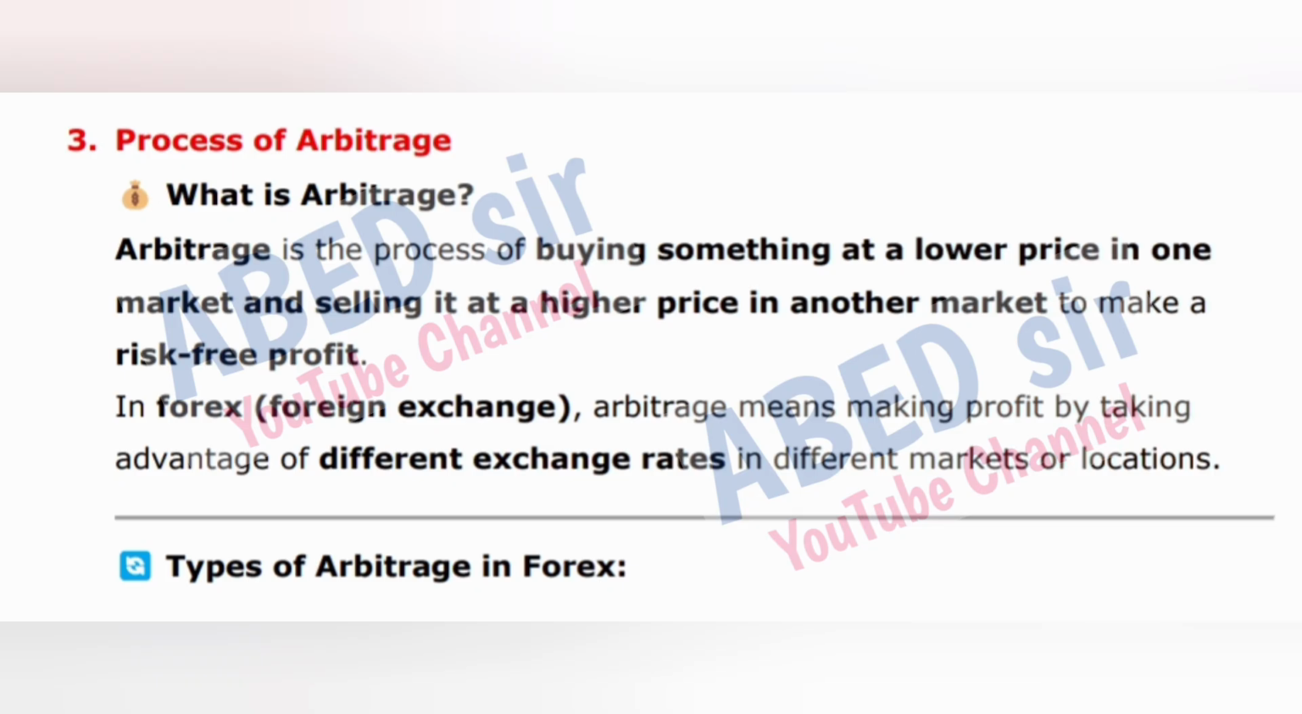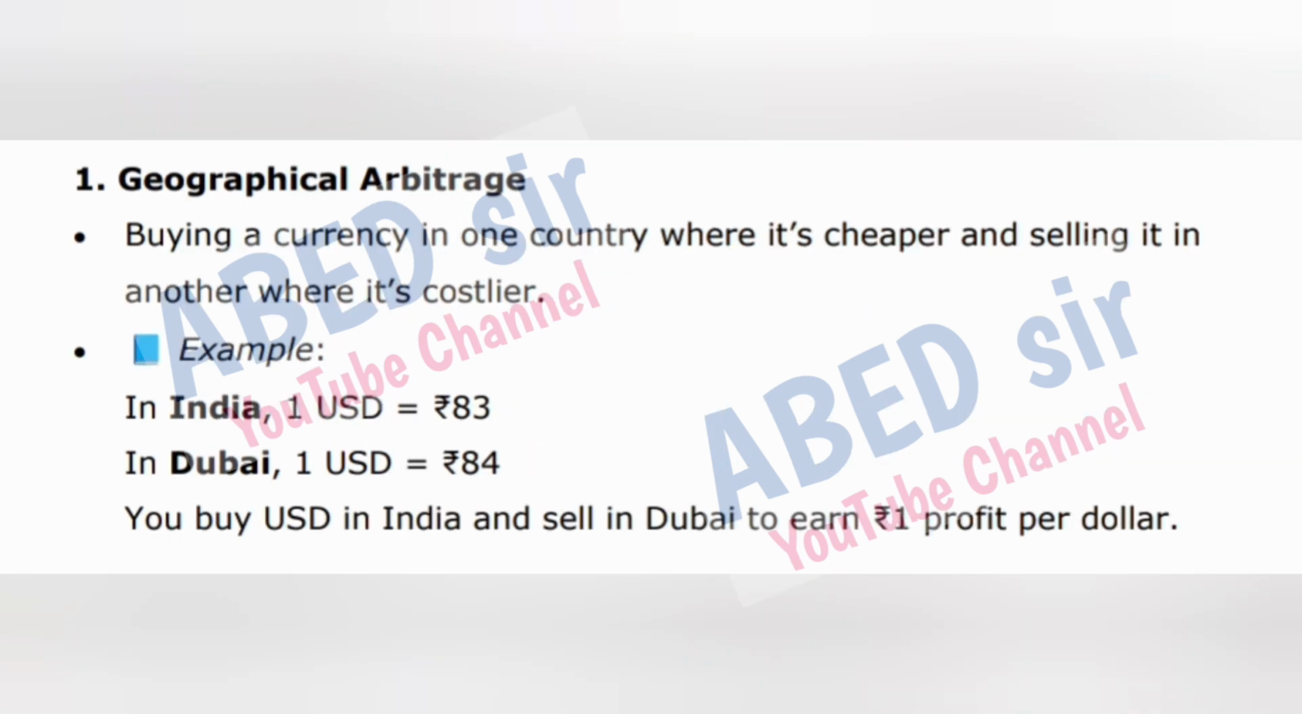Types of arbitrage in forex. 1. Geographical arbitrage, buying a currency in one country where it's cheaper and selling it in another where it's costlier. Example, in India, $1 is equal to 83 rupees. In Dubai, $1 is equal to 84 rupees. You buy USD in India and sell in Dubai to earn 1 rupee profit per dollar.